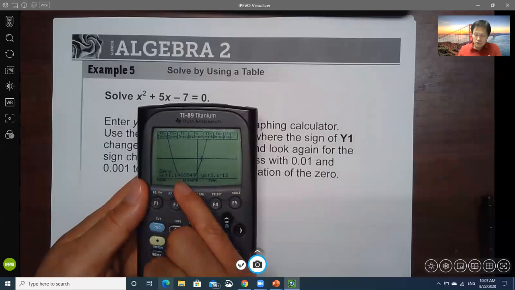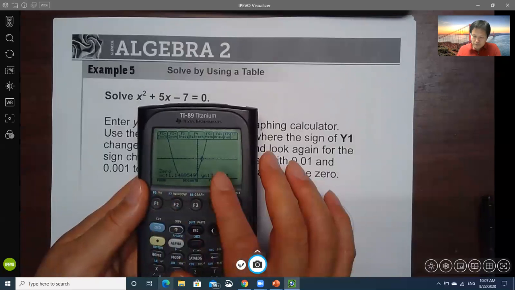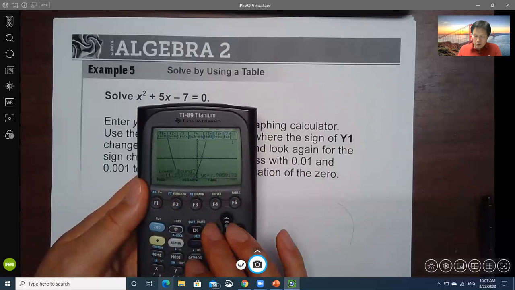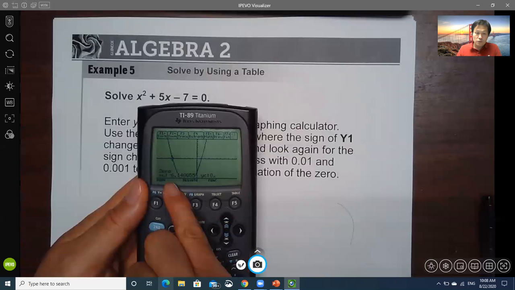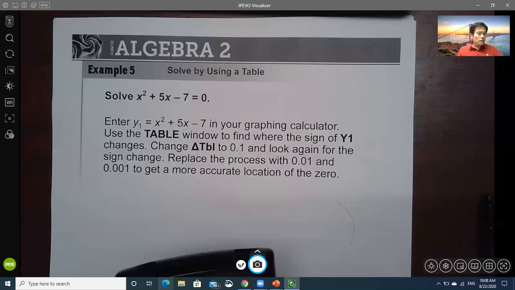You do the same thing with the point on the left. I go to math, zero. For the lower bound, I put it on the left side of the zero I'm trying to find. So left side of here, I press enter. For the upper bound, we go to the right side, click it, and I got minus 6.14 as the zero. So using a calculator is very handy.